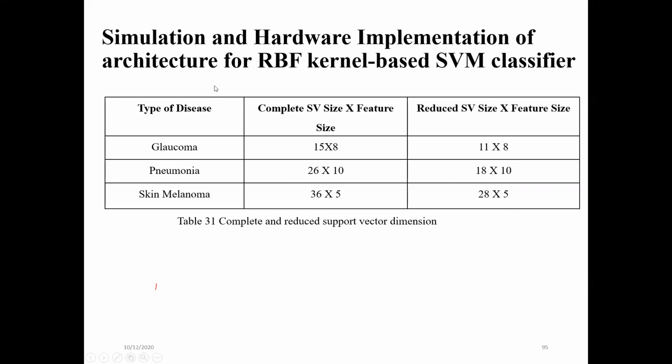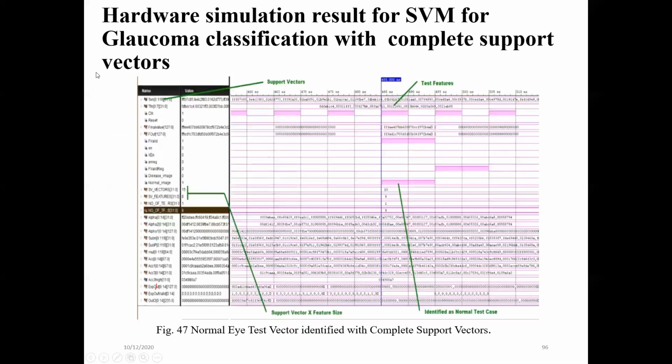Simulation and hardware implementation of the architecture for the RBF kernel based SVM classifier is shown here. Complete SV size into feature size, and reduced SV size and feature size, are shown here. These are the hardware simulation results for SVM for glaucoma classification with the complete support vector machine. Test features are highlighted, support vectors are highlighted. Support vector into feature size is shown here: feature size is 8 and support vectors 15. This is identified as a normal test case.